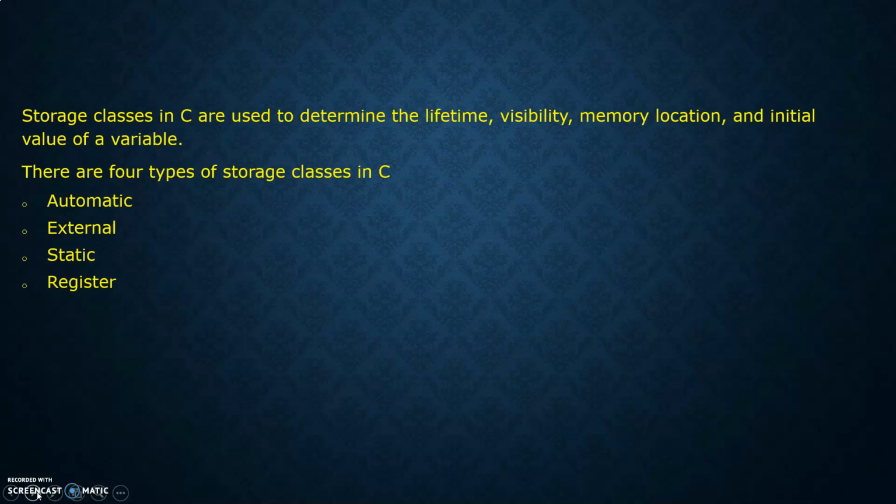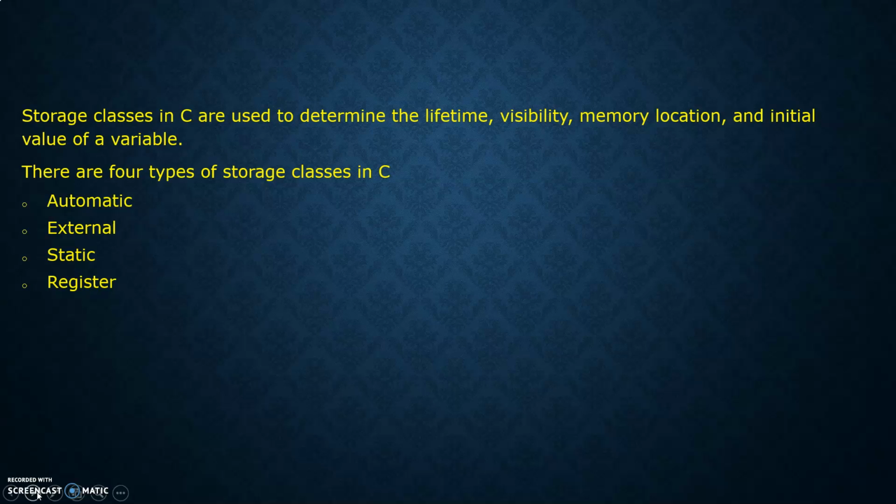I'm repeating once again. The characteristics of a storage class are: number one, the variable scope; second, the location where the variable will be stored; third, the initialized value of a variable; and fourth, the lifetime of the variable. These are the different characteristics of the storage class.